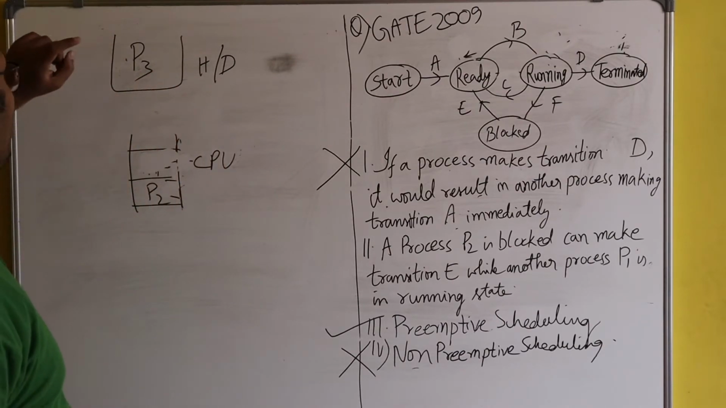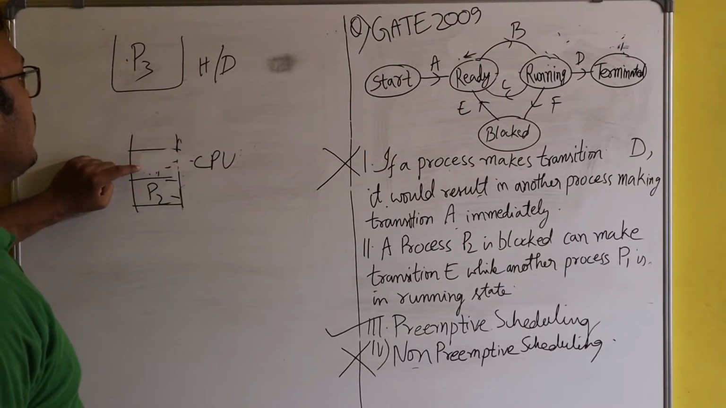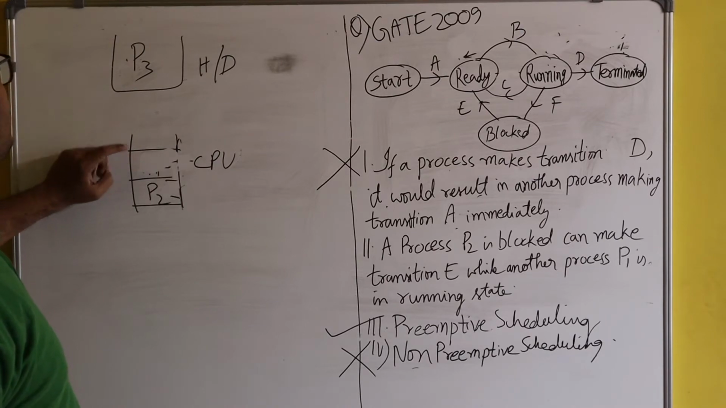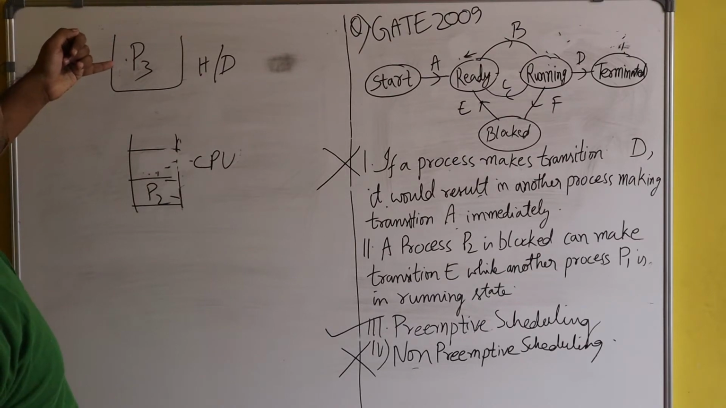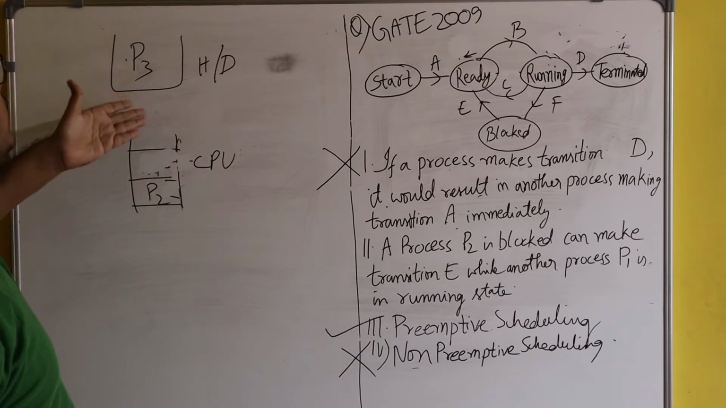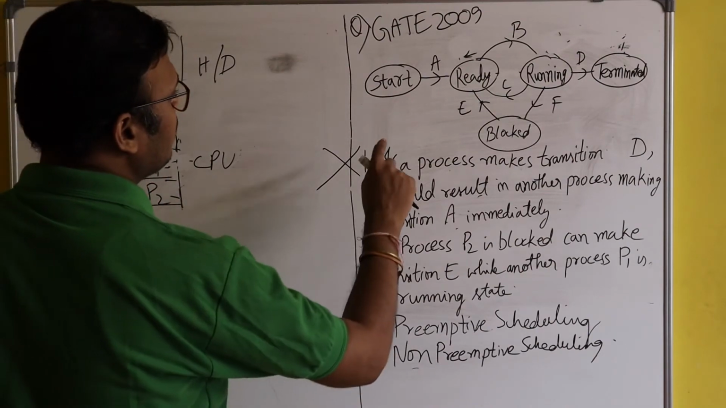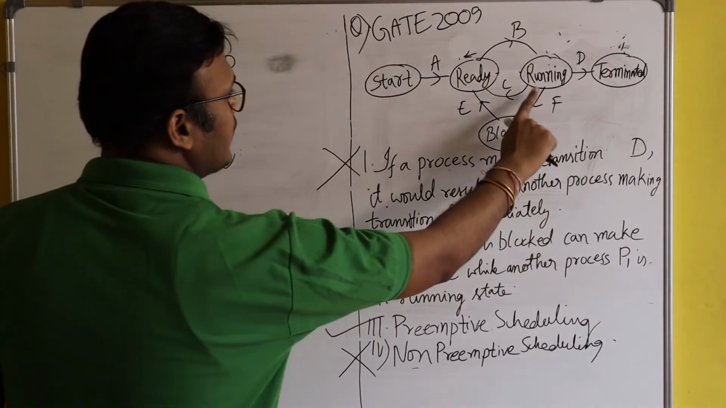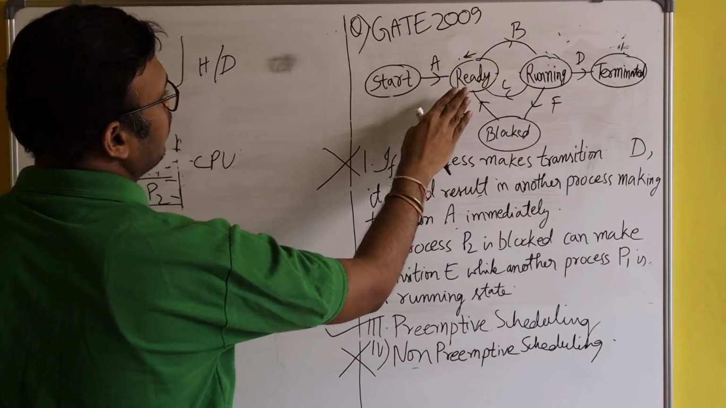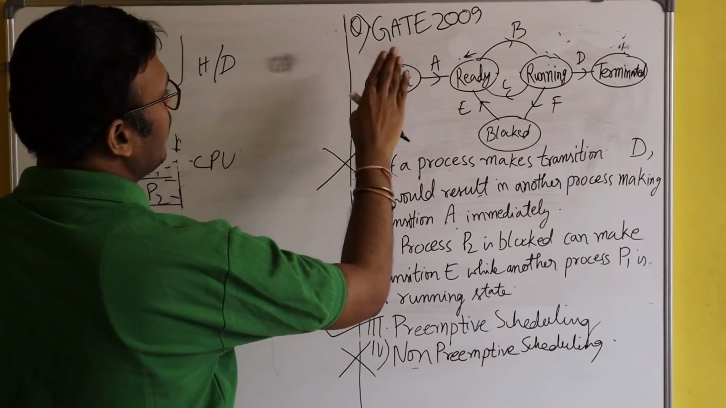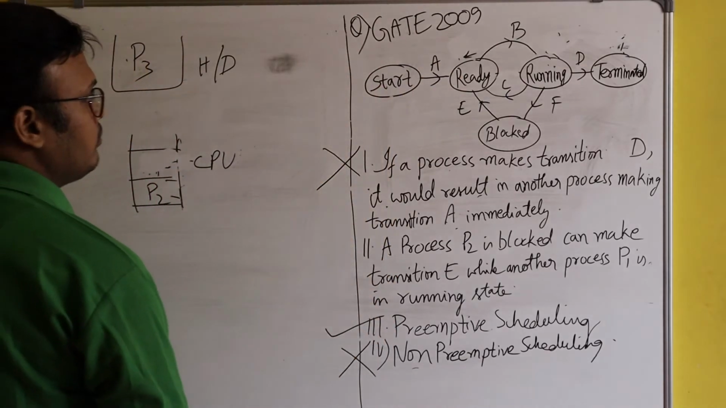It doesn't mean that P3 will make a transition from hard disk to main memory. Maybe P3 doesn't require to run, so it will remain in the hard disk. So it doesn't mean that if a process gets terminated, then another process from start state will move to ready state, or we can say from hard disk to RAM. It's not necessary.